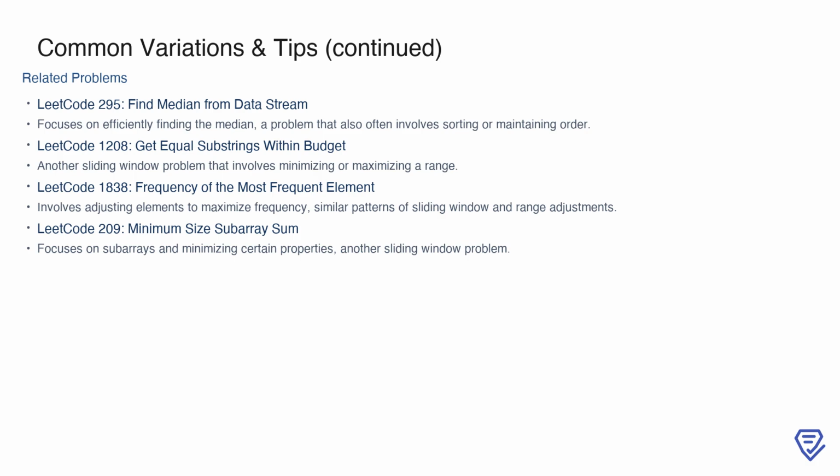Similarly, LeetCode 1838, Frequency of the Most Frequent Element, involves adjusting values to maximize frequency, which also employs sliding window techniques and range adjustments. Finally, LeetCode 209, Minimum Size Subarray Sum, is another classic sliding window problem but with a focus on subarrays. By studying these problems, you'll not only reinforce your understanding of sliding window techniques but also recognize how these concepts reappear across different scenarios.